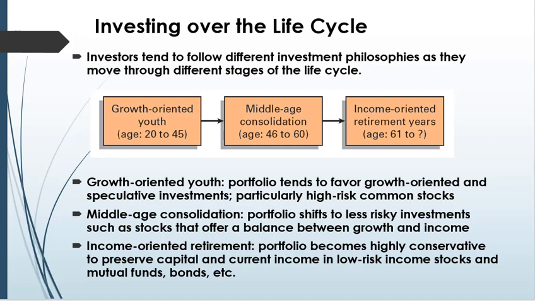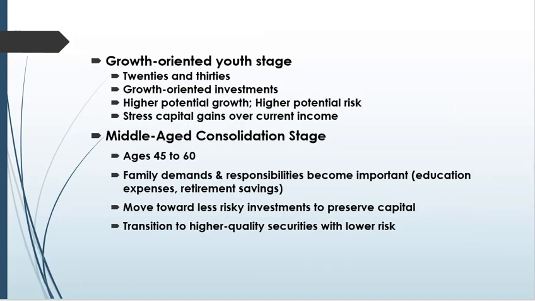But we change exactly how we view the world. Essentially what is changing is not our goal. Our goal is the same. What is changing is us. Our risk tolerance changes as we get older. So again, in the growth-oriented youth stage, we're going to have higher potential growth, higher potential risk. Capital gains are going to be typically greater than what our current income levels would be.